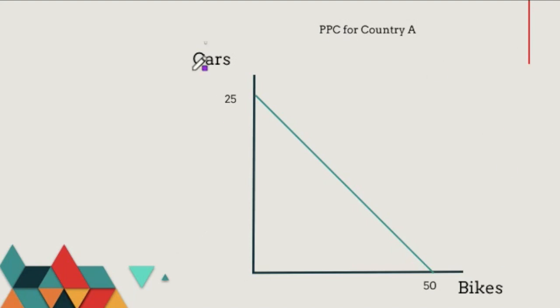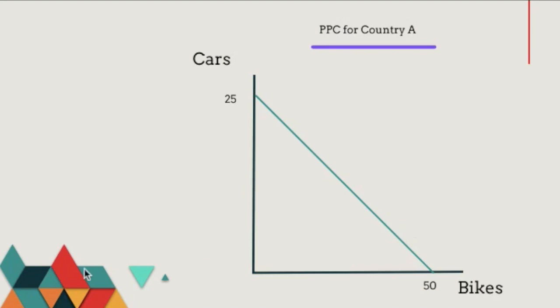So a few things you need to know with this graph is that it's going to show the trade-off between two products. For example, let's consider the PPC for country A. Here, the maximum amount of cars country A can produce depends on the number of bikes it produces, and vice versa. Any point on the line is going to be efficient and feasible. Any point under the line is going to be feasible but inefficient. And any point outside the line is going to be impossible to achieve without growth.